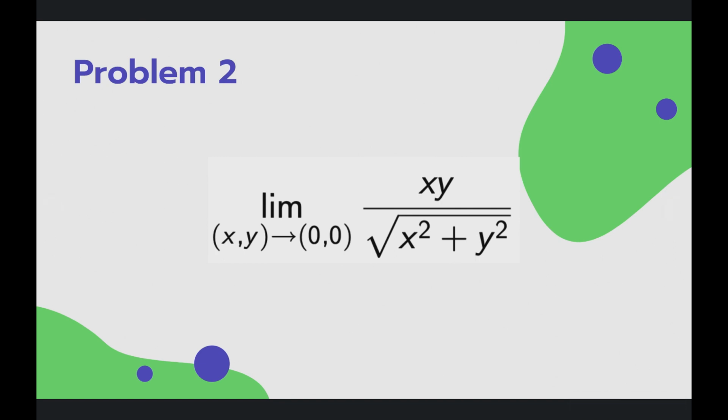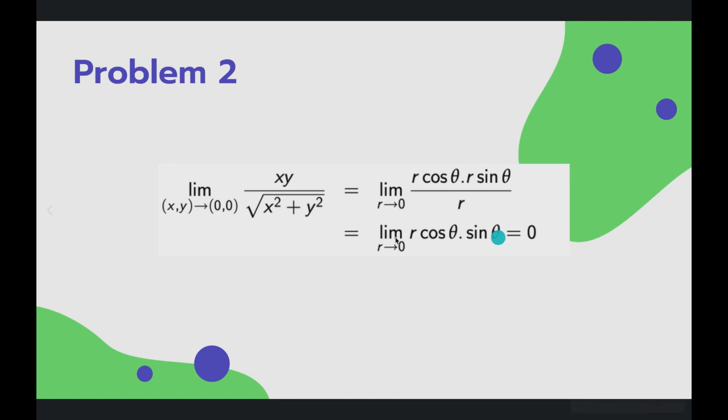The next problem is the limit as (x, y) approaches (0, 0) of xy over the square root of x² + y². So how do we solve this? We can solve this by changing it to polar coordinates. We know that x is equal to r cos θ and y is equal to r sin θ, and we also know that r is equal to the square root of x² + y². So we substitute them: r cos θ times r sin θ all over r.